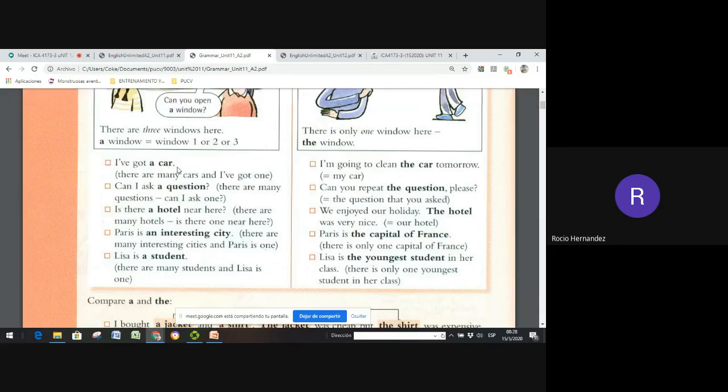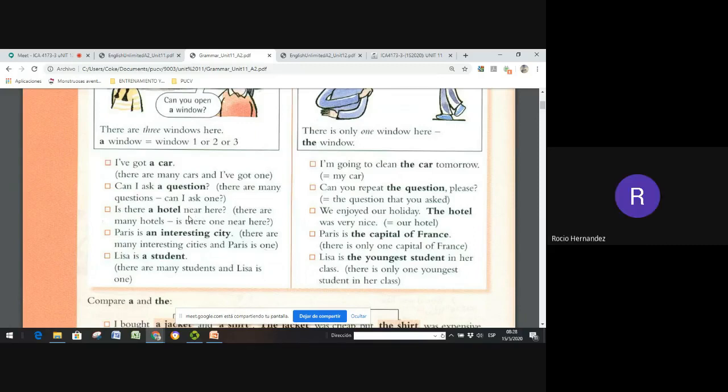I have got a car. Exactly. There are many cars in the universe, right? So, and I've got one. So you say, I've got a car. It's only one. Continue. Can I ask a question? That's right. There are many questions. So you are saying that you're going to ask one, only one.